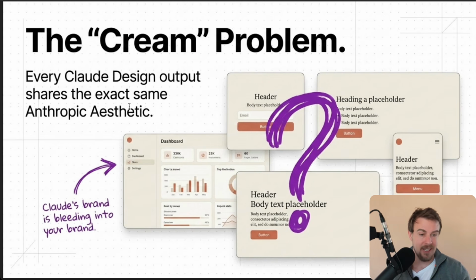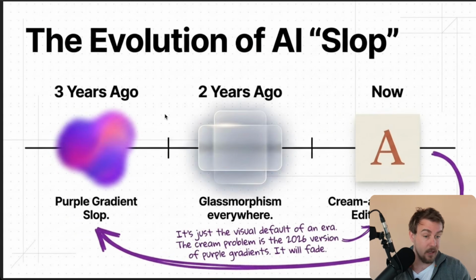That became the joke. If it had a purple gradient, you could tell it was made by AI. The new tell is if you have this kind of cream, people are going to know immediately, oh, this is just Claude Design. So we need to deal with this. We need to basically intercept it and say, no, do not do that.